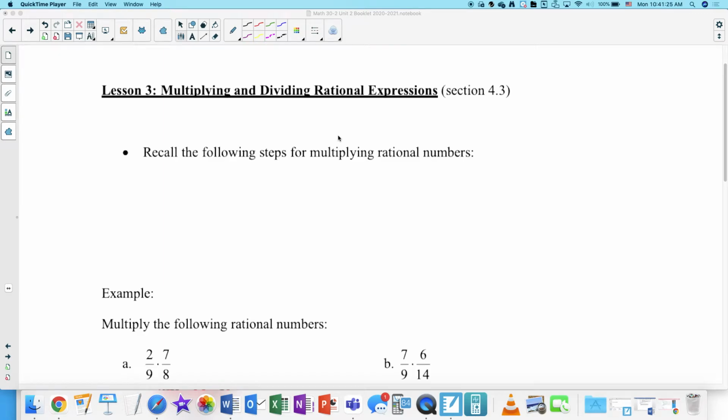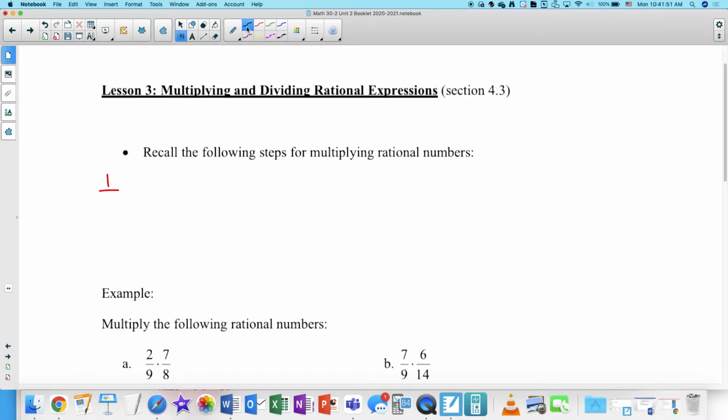We'll start talking about multiplying rational expressions by trying to remember how we multiply rational numbers. A rational number is anything that looks like a fraction. We talked a lot about that last week. So give me two fractions. 1/2 and 3/4. Okay, 1/2 times 3/4.